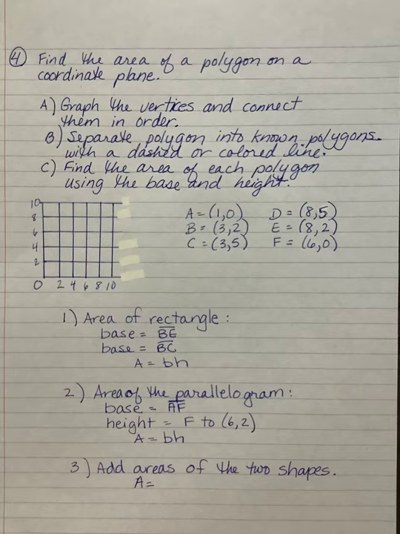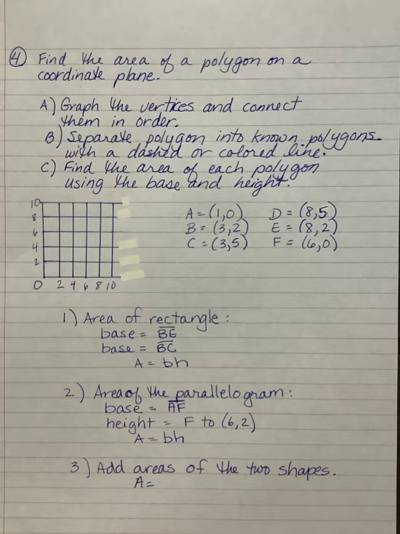So we separate the polygon into known polygons, and we can use a dashed or colored line to help us see those different shapes. And then we're going to find the area of each polygon using the base and height. And then I forgot to put in the D, but basically the D is to add those areas of the 2 shapes together. But I did it at the bottom, so we'll see there.